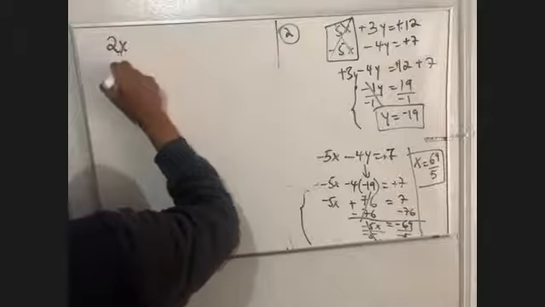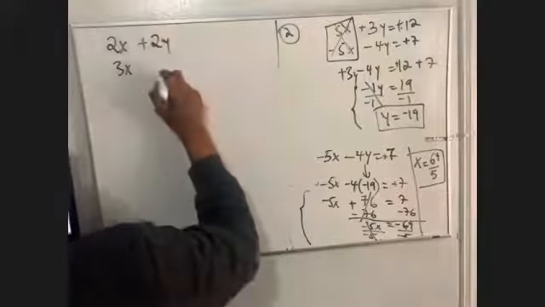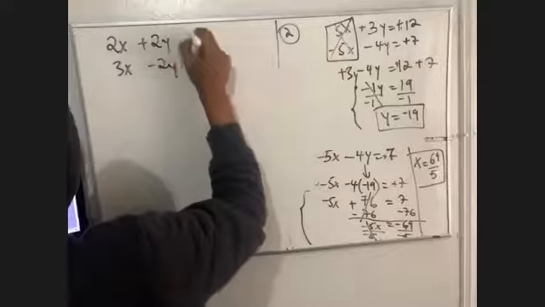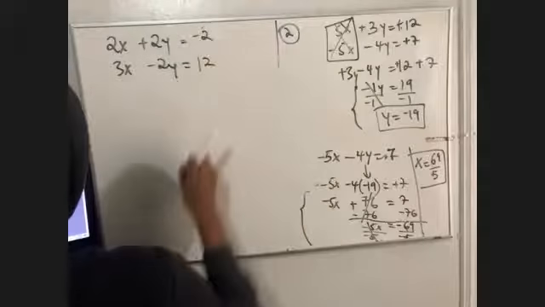So we have 2x, 3x plus 2y minus 2y is equal to negative 2, 12.